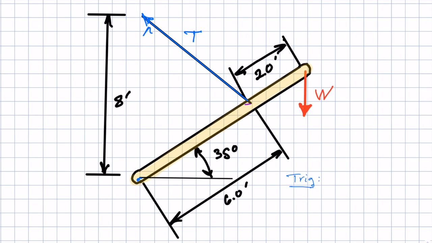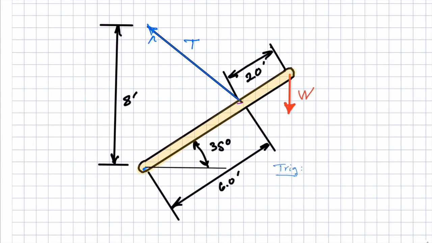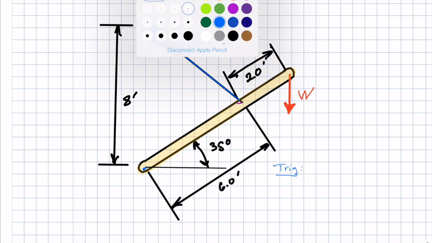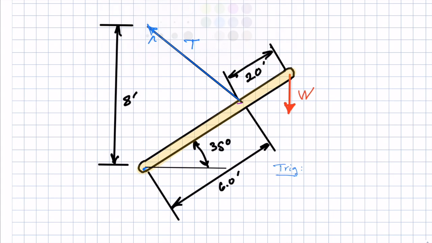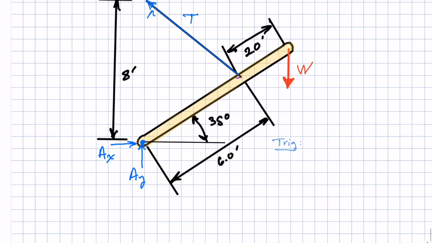Okay, so I've done that. I put the dimensions on there. I've separated out the beam, and at this point what we need to do is add the forces. I'd already added the force W, but we know that we have a reactionary force AY at the pin for A, and since it's a pin, there's also a reactionary force in the X direction. Alright, so we're trying to solve for T, AX, and AY.